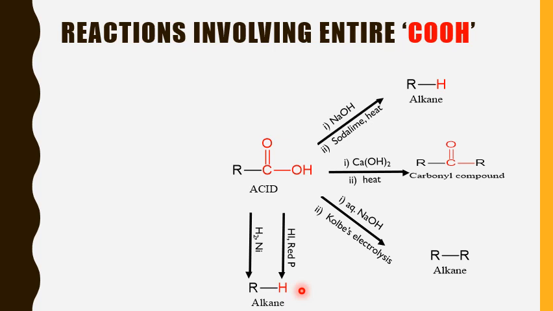The same thing can be achieved by reduction with hydrogen in the presence of an active metal such as nickel. So here you can have alkane formation by two ways. Here make a note that this R will be having carbon and CH3. That means this oxygen will be eliminated and hydrogen will be added, and this oxygen will be eliminated, hydrogen will be added. So that means it will be RCH3.